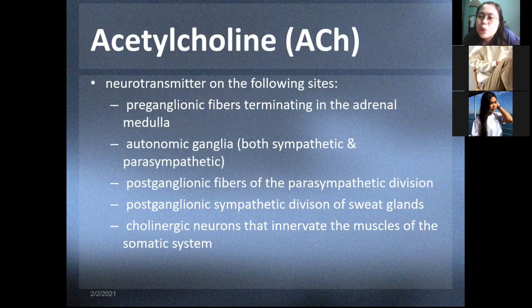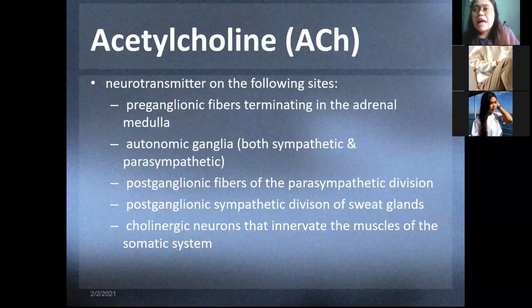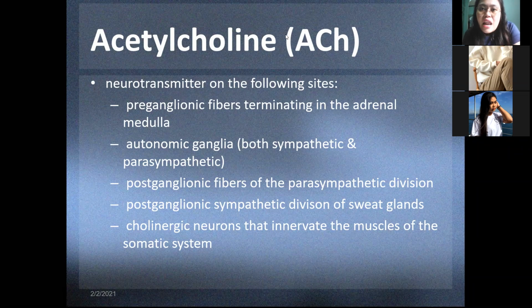So let's talk about acetylcholine because this is the ligand. But when you say ligand, it's the original substance that will bind to the receptor. And for muscarinic and nicotinic receptor, our ligand is acetylcholine. Now, acetylcholine is endogenous in the body, meaning we can produce our own acetylcholine. It acts as a neurotransmitter, a chemical messenger. And daghan kaayo og sites in the body where acetylcholine acts. So the first one is the preganglionic fibers terminating in the adrenal medulla.